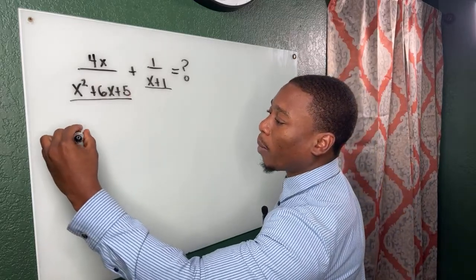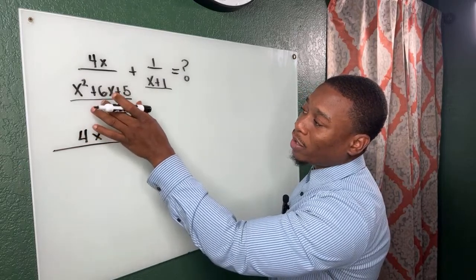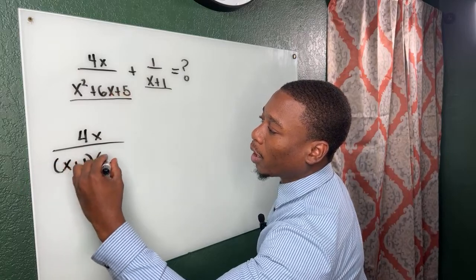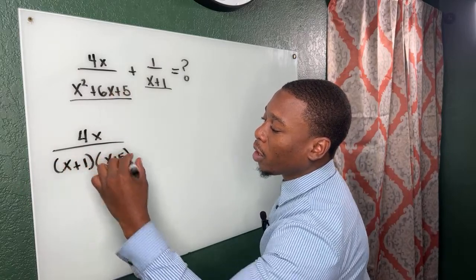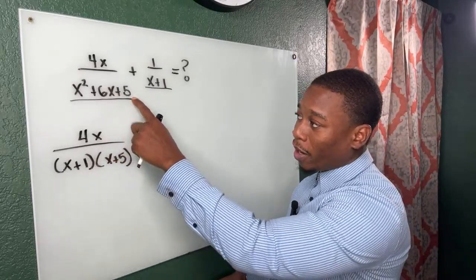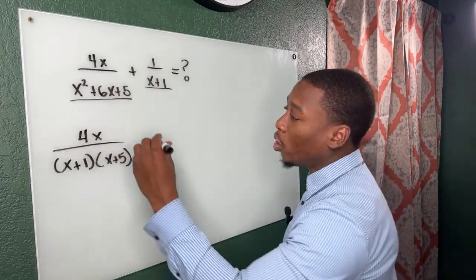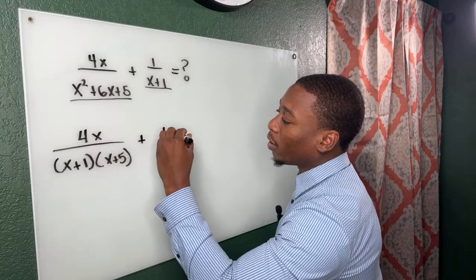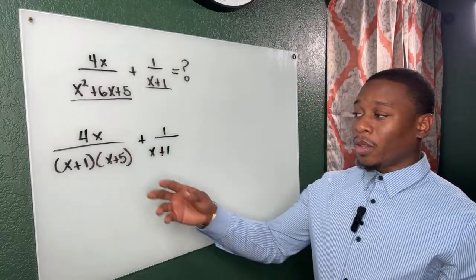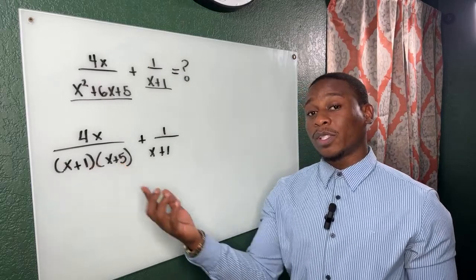So once I rewrite my problem, 4x, the factors that would make this a true statement would be x plus 1 times x plus 5. And when we look back at our factors, when we multiply 1 and 5, we get 5. And when we add 1 and 5, that gives us 6x. So we know that we're correct. And then I rewrite the other side of the problem. And now I'm noticing that the denominator I need is x plus 1 times x plus 5.